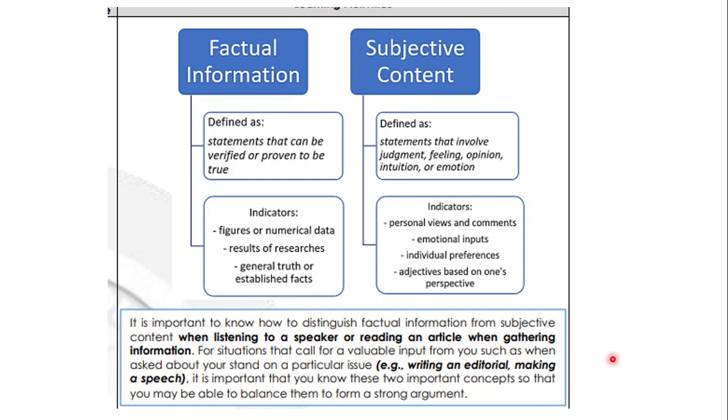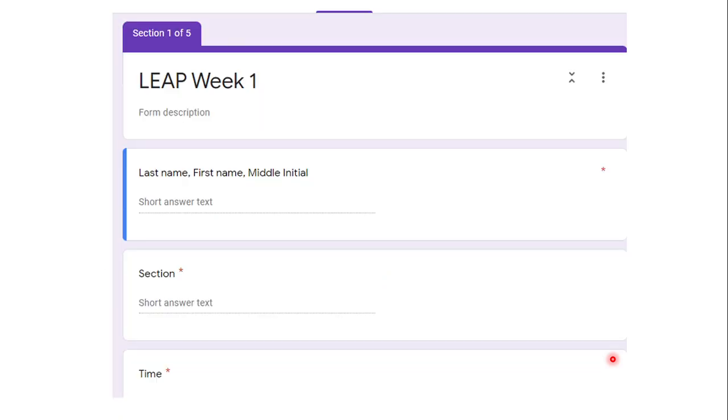For situations that call for a valuable input from you, such as when asked about your stand on a particular issue, pag kayo na yung tinatanong, di ba? Anong stand mo sa ganitong issue, sa ganitong argument? We're into writing or maybe ikaw yung magtotalk. It is important that you know these two concepts, the factual and the subjective content, so that you may be able to balance them to form a strong argument.